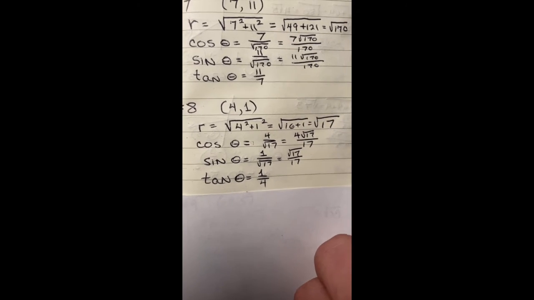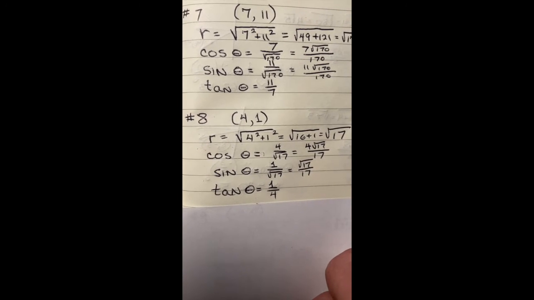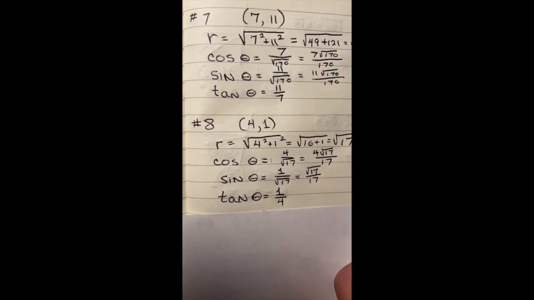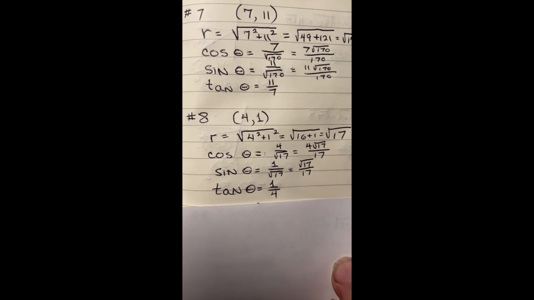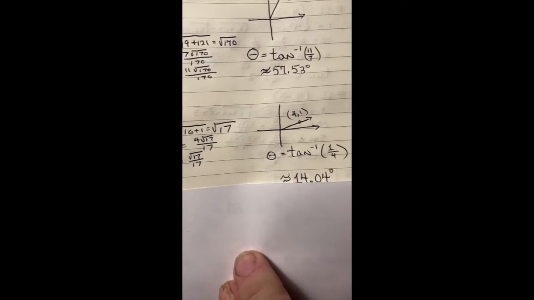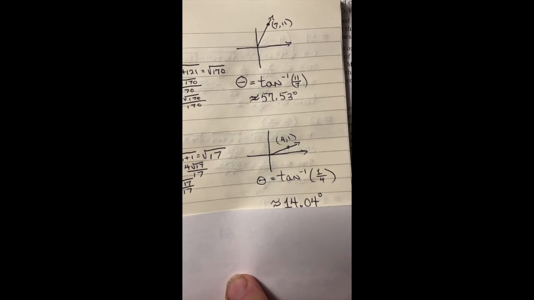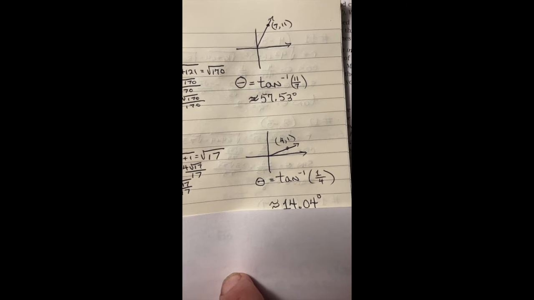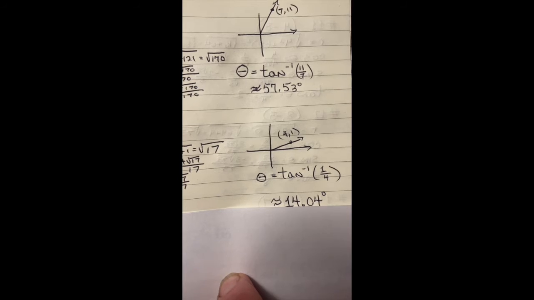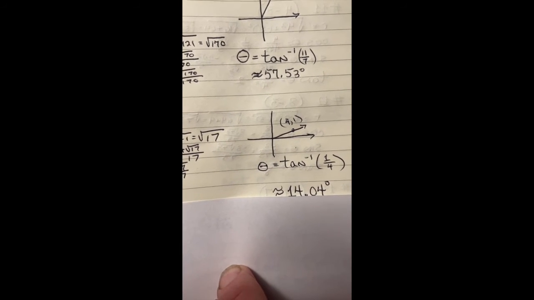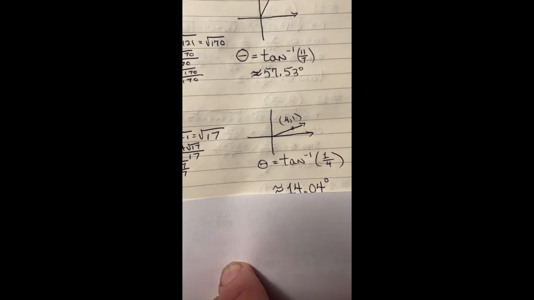So the instructions said just give us the cosine of theta and the sine of theta and give us the exact values. So we're done with that as far as it goes. But again, I wanted to show you how to get the angle measurement. 4, comma 1 is also in the first quadrant. So you're going to wind up with theta equal to the inverse tangent of 1 over 4. And that's approximately 14.04 degrees. You just get that by putting 1 over 4 in your calculator and getting the inverse tangent of that number.